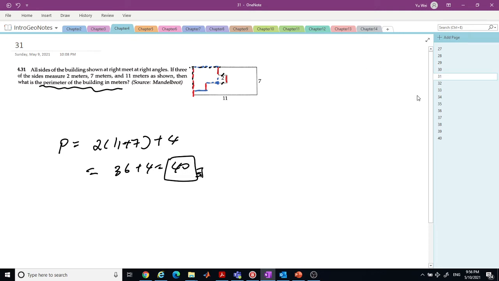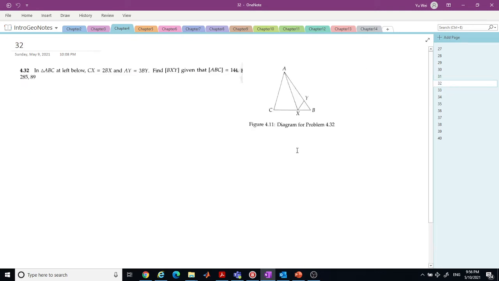Next. Okay, so CX equals 2BX. Let's mark here 2a and a, and AY is 3BY. Let's see, it's 3c and c. Then find BXY, which is here, given that ABC is 144.